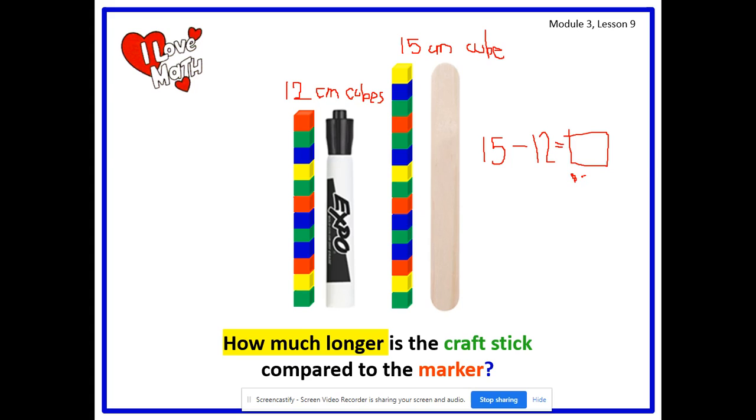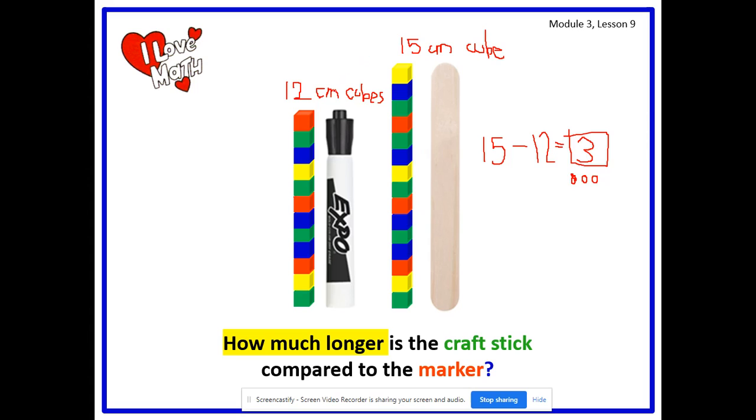13, 14, 15, stop. So how many circles did we draw? This was a circle. Let's count them. Get ready. 1, 2, 3. So 3 is our answer.